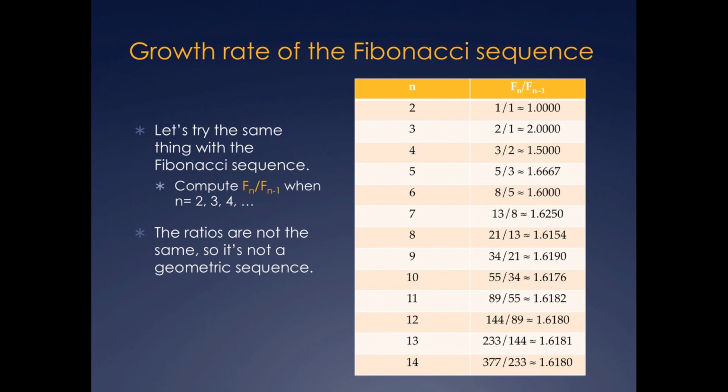So I can start that with n equals 2, that is to say I can calculate fn divided by fn minus 1, and that's 1 divided by 1, which is the number 1. But if I try it with the next pair of terms, the second Fibonacci number, f2, and the third Fibonacci number, f3, well, that is 2 divided by 1, and that's not 1, it's 2.